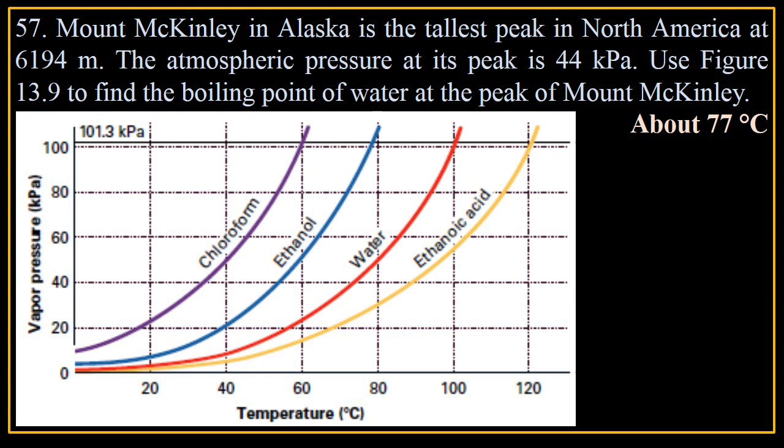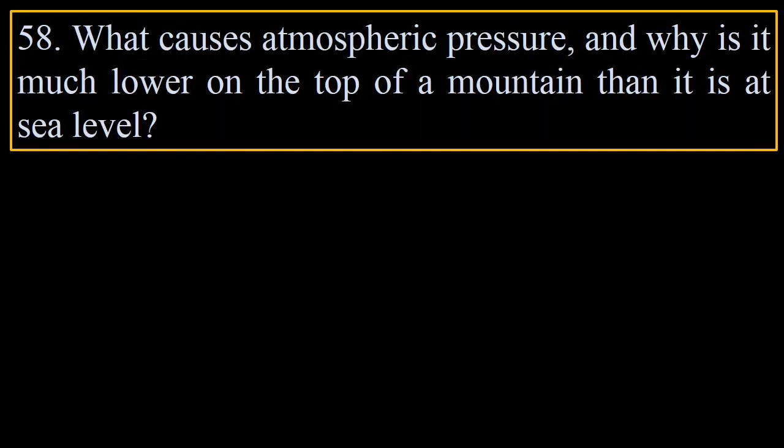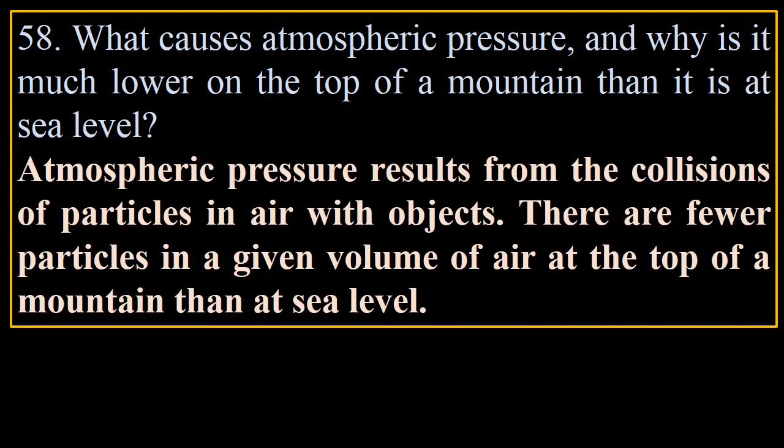It says, what causes atmospheric pressure and why is it much lower on the top of a mountain than it is at sea level? Atmospheric pressure results from the collisions of particles in air with objects. There are fewer particles in a given volume of air at the top of a mountain than at sea level.